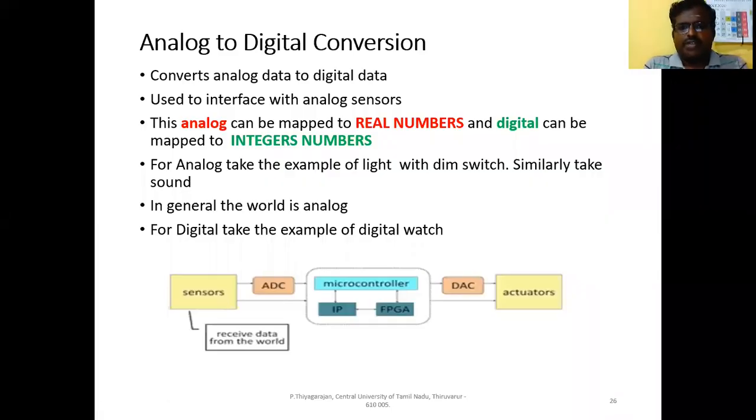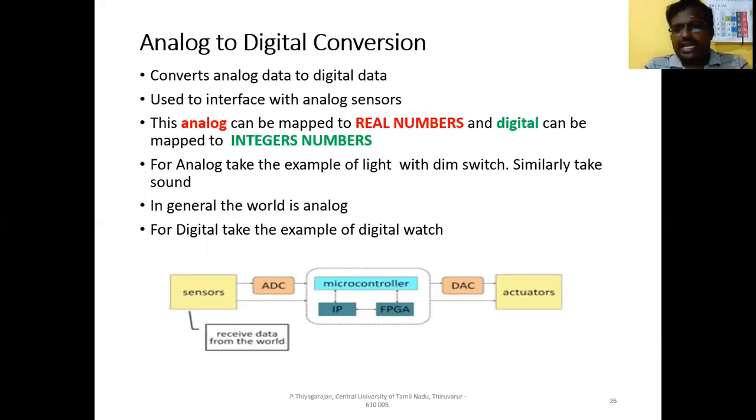So for now, we have seen the three main components of embedded system architecture. The first is sensor, and we have seen extensively on microcontroller, IP and FPGA, and we have also seen on actuators. If we keenly look at the architecture given at the bottom of the slide, there are two other components which we need to discuss: ADC, analog to digital conversion, and DAC, digital to analog conversion. First, we'll see what is analog and why we need to do this analog to digital conversion.